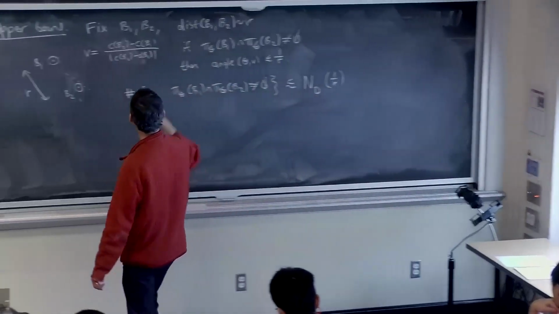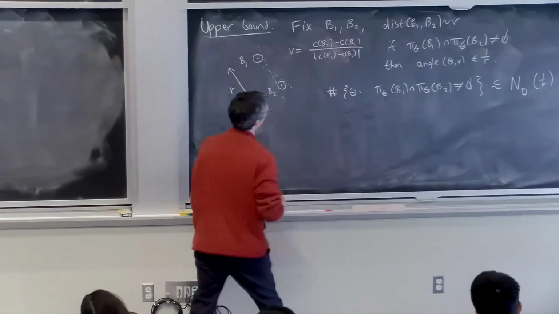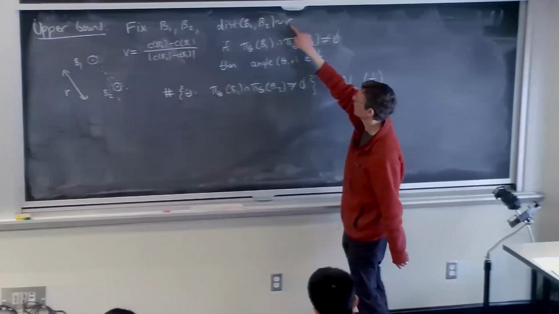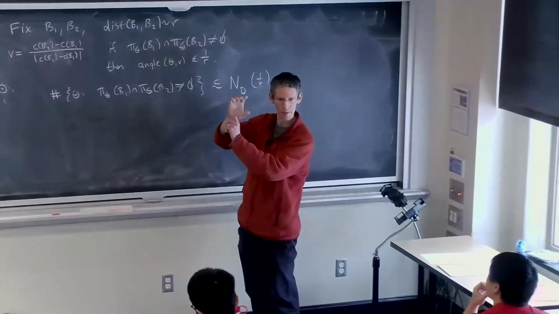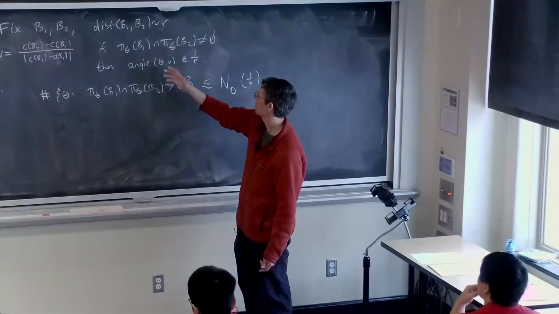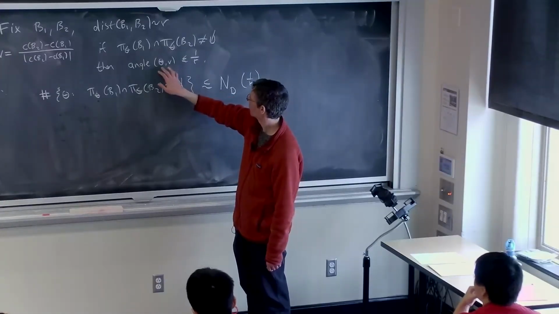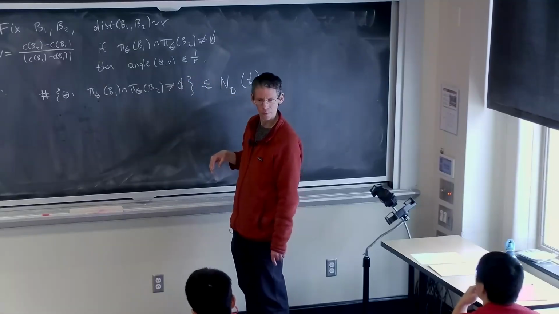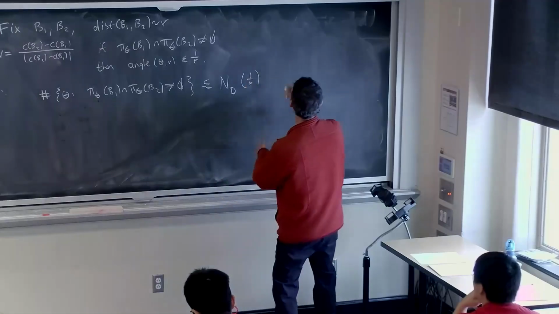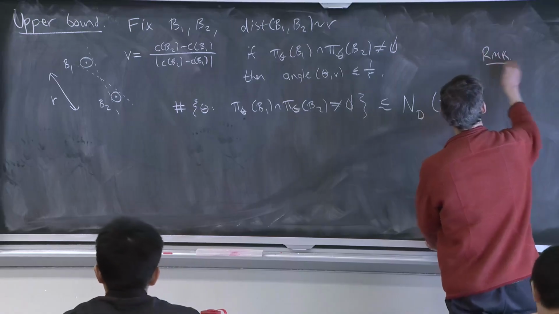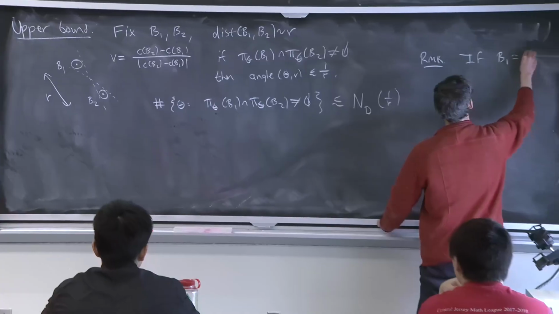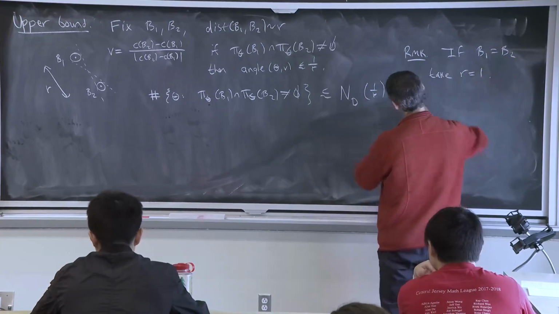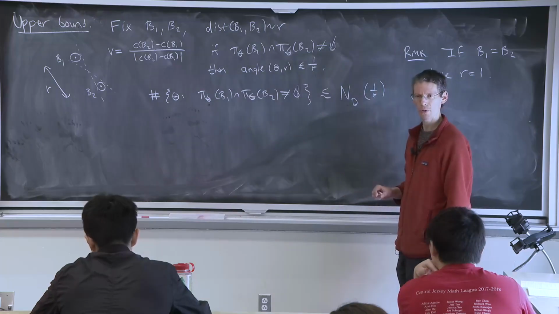OK. So that's what happens when we fix B1 and B2. And the case B1 equals B2 is allowed. And I'll make the slightly funny convention that then r is 1 unit ball, so the distance between them is sort of 1. And this is true, then. I mean, V is not well defined, but this condition includes the whole range of angles, so it's true. OK. So remark, if B1 equals B2, we take little r equals 1. It's slightly exceptional, but all the bounds are true.